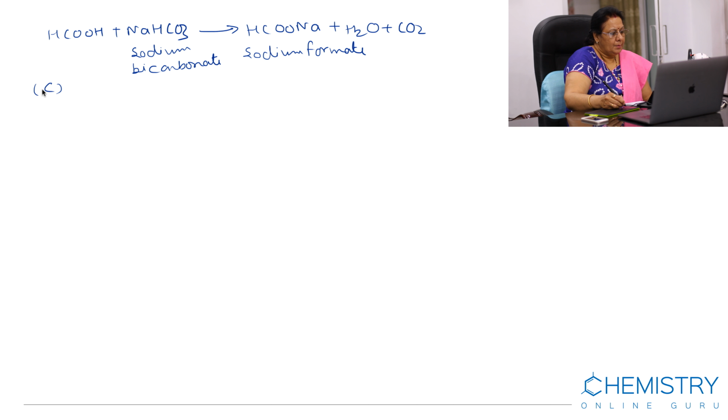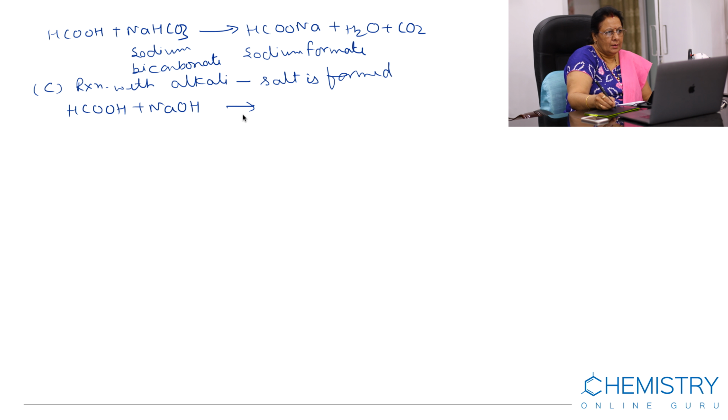Next property which represents its acidic nature is reaction with alkali. Acid and base react together forming salt. So salt is formed. When formic acid reacts with NaOH, then H and OH form water plus sodium formate, that is a salt. This indicates acidic nature of formic acid.